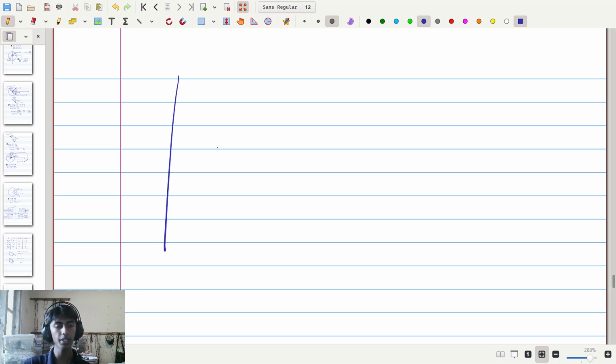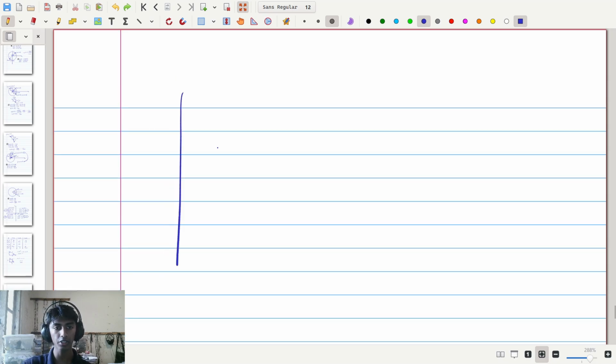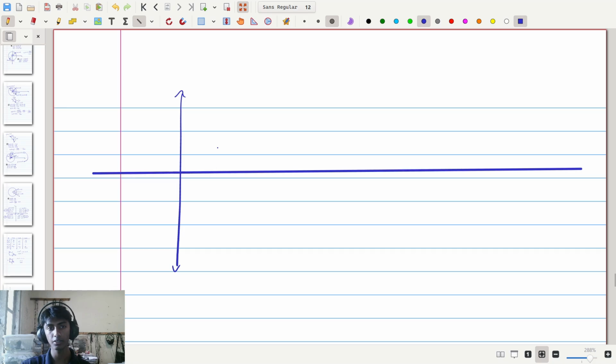I will attach a video containing an animation of the sine, cosine and tangent, which will help you better understand how this wave-like form occurs. But for now, the graph of sine, cosine and tangent look like this. If you take this as x, this as y, then sine of x looks like this. If you take 0, it goes like this.